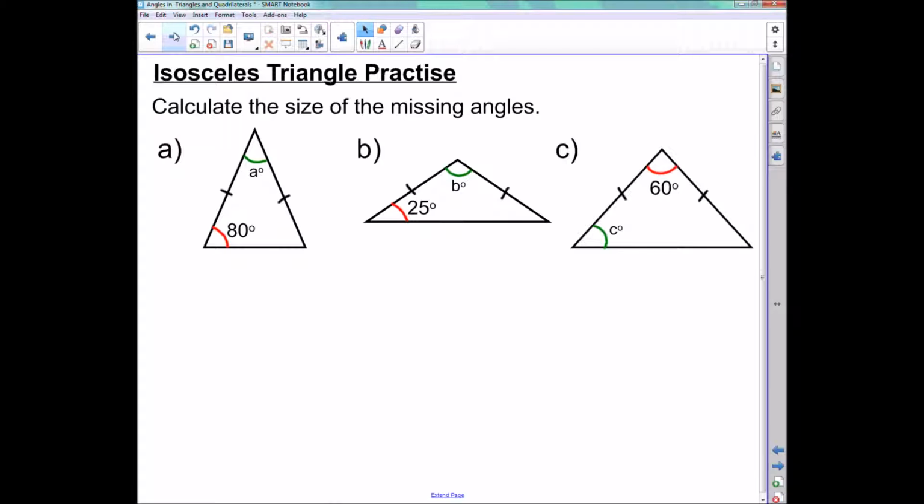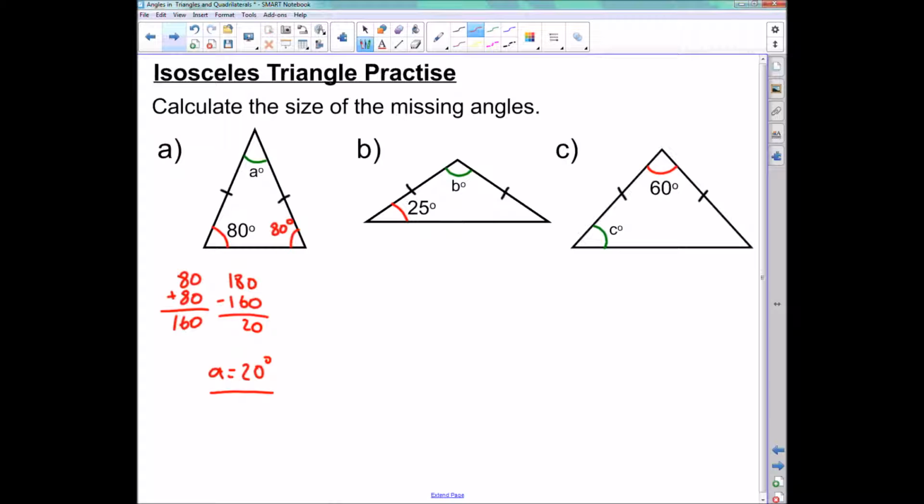So going through the first one, you can see that the base angles, remember, are the same. So that means that I can mark on this base angle is 80 degrees. Treat this like a normal triangle question now. 80 plus 80 is 160. 180 take away 160 is 20. So A is 20 degrees.